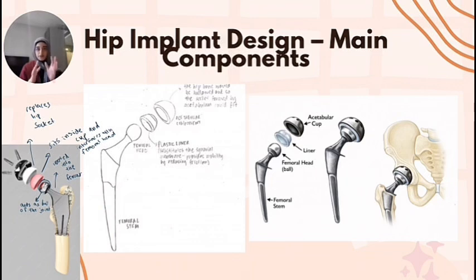So first of all, we have the longest part over here, which is the femoral stem. It basically sits inside the femur, which is the thigh bone. On top of that, we have the femoral head, which is the ball part of the joint. Then this part here is the acetabular cup, and it goes into the hip socket and replaces the original socket of the joints. And inside the cup, there's a liner which sits between the cup and the femoral head.